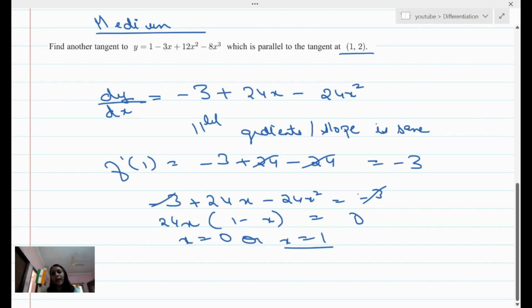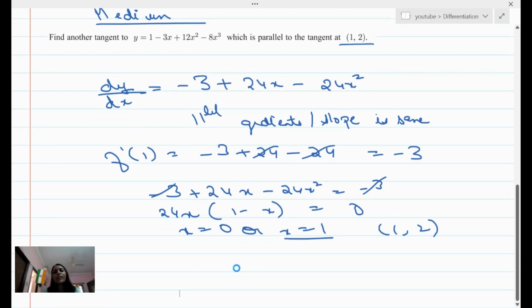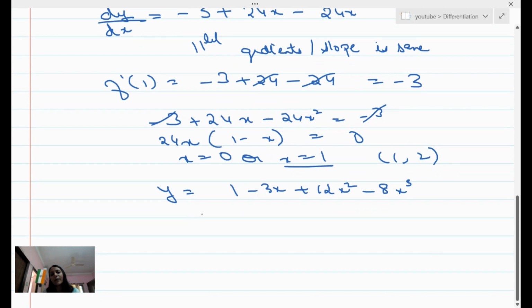When x is equal to 1, the tangent is at the point 1 comma 2. So let's find out what is the value of y when x is equal to 0 by substituting it in this function. Our function is y is equal to 1 minus 3x plus 12x square minus 8x cube. When x is 0, everything else would become 0 except the value of 1. So now we have the point as 0 comma 1 and our slope is negative 3.